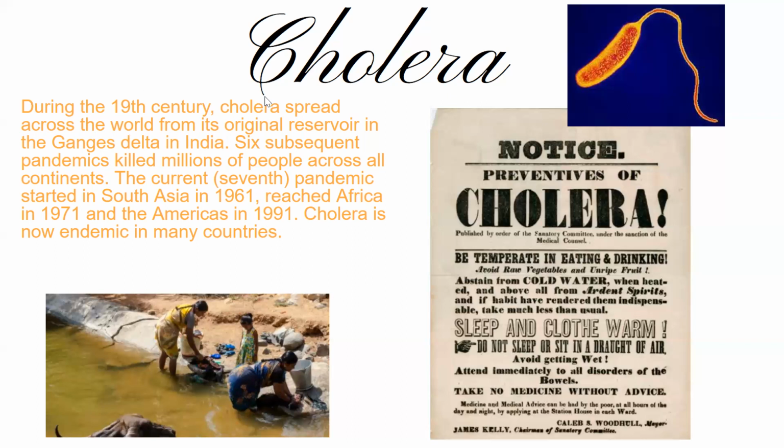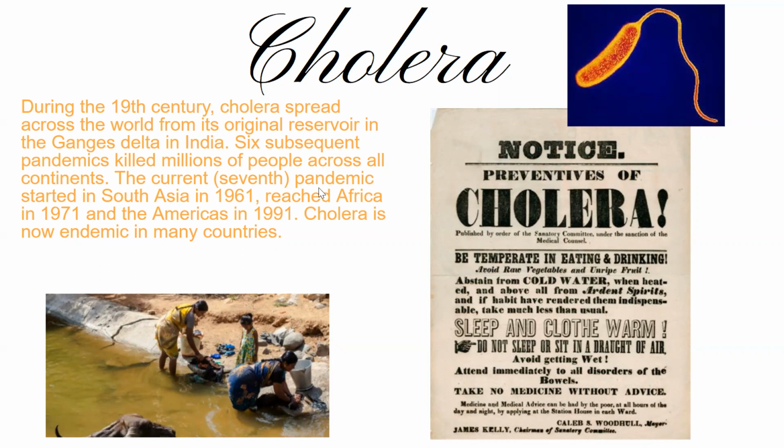During the 19th century, cholera spread across the world from its original reservoir, meaning original point, that is the Ganges Delta in India. Six subsequent pandemics killed millions of people across all continents. Imagine we have just one COVID-19 pandemic lasting from 2020 till now. And in the early 19th century, when cholera was spreading, it was equivalent to six back-to-back pandemics. And it killed many, many millions of people.